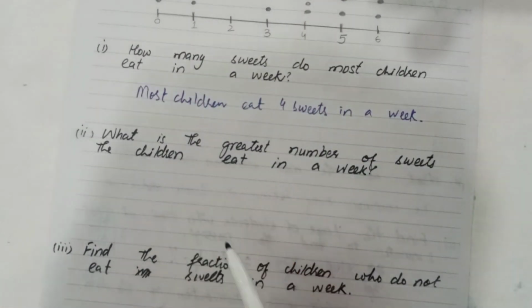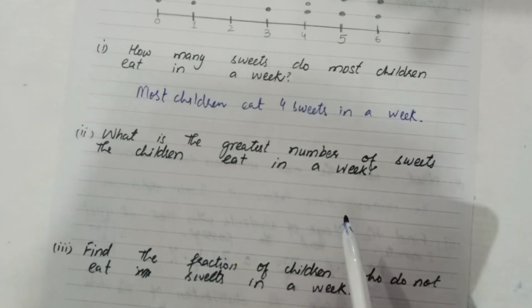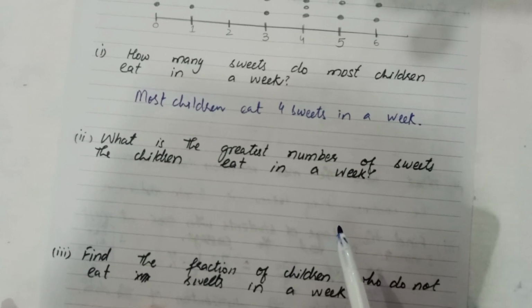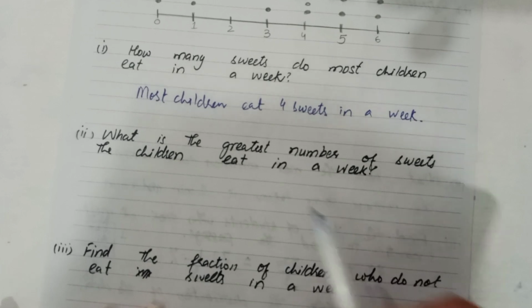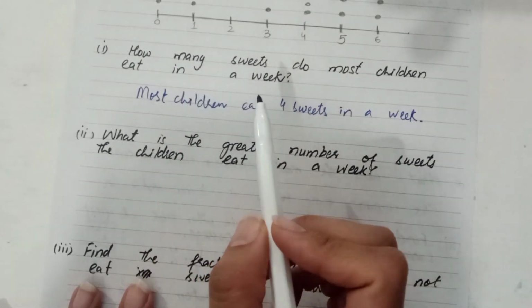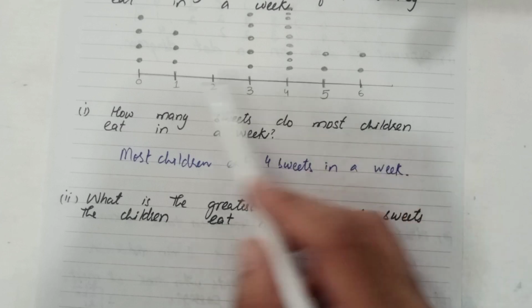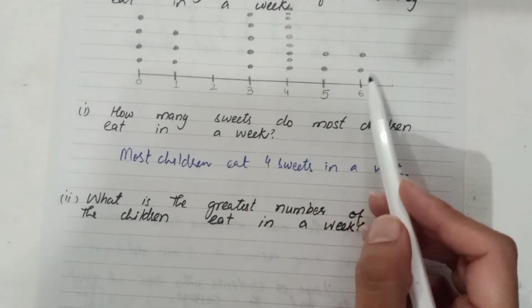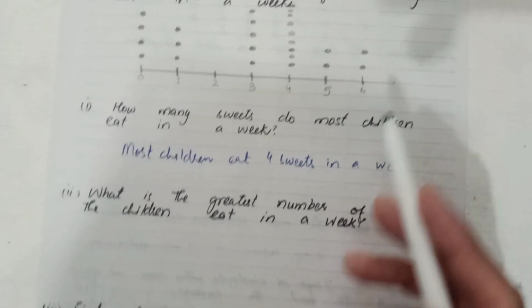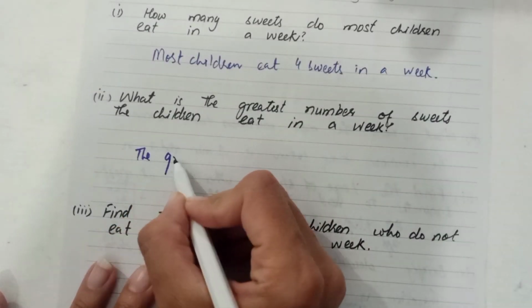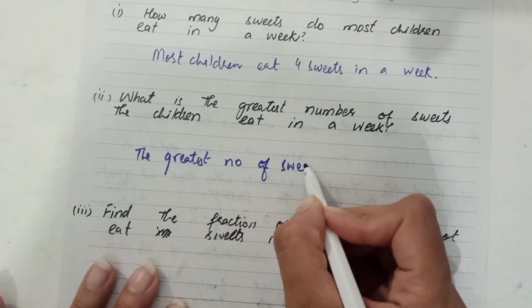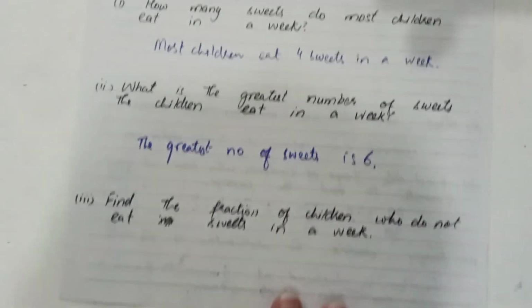Yes, students, part number 2. What is the greatest number of sweets the children eat in a week? Now we have to tell the greatest number of sweets. Students, these are the numbers of sweets the kids eat, and the greatest number is 6. The greatest number of sweets is 6.